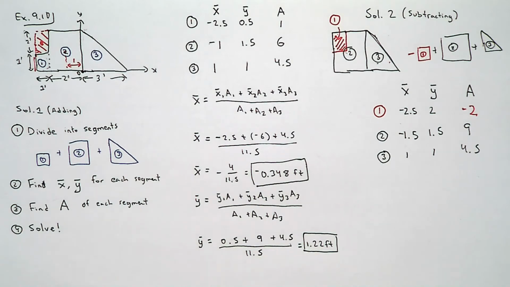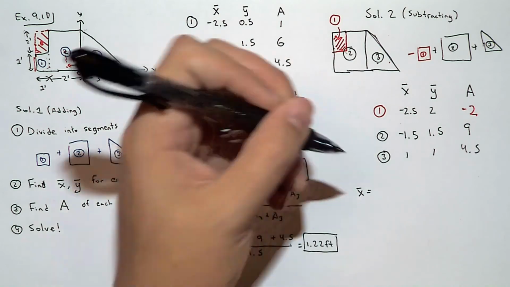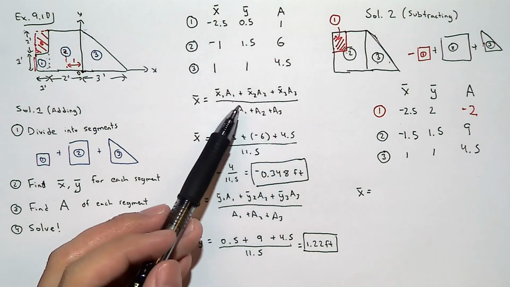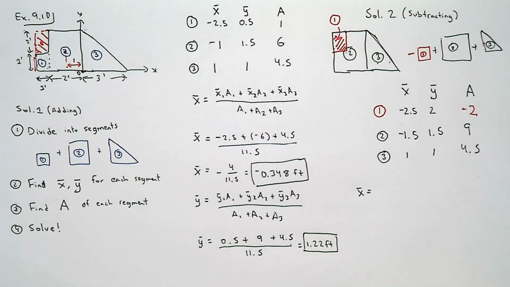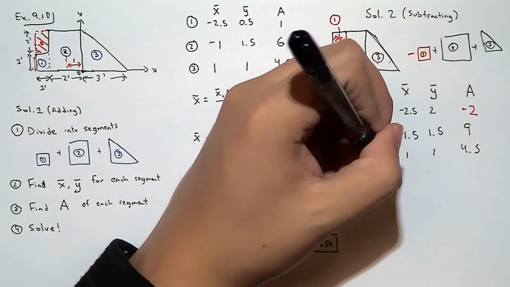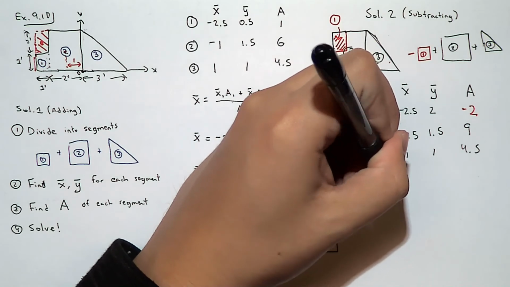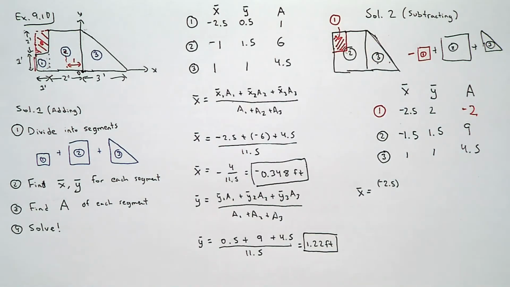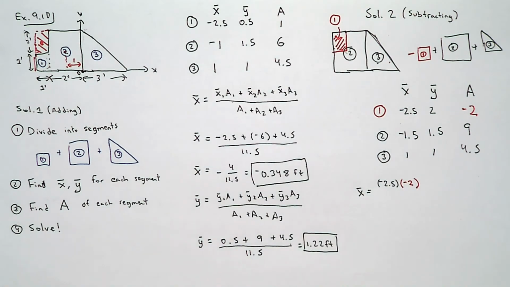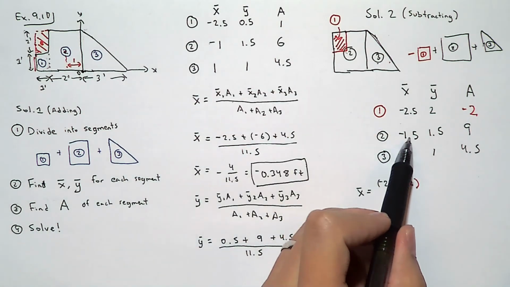So we can solve it relatively easily. We know that x bar is equal to x bar 1 area 1 plus x bar 2 area 2 plus x bar 3 area 3. The equation actually doesn't change. So let's just write it down. X bar 1 in this case is negative 2.5. And what is area 1? -2, right? Let's make that clear. -2, not 2. Okay? That negative is what's going to give us the correct answer. So we cannot forget it. Okay? And then x bar 2 area 2. So that's -1.5 times 9.